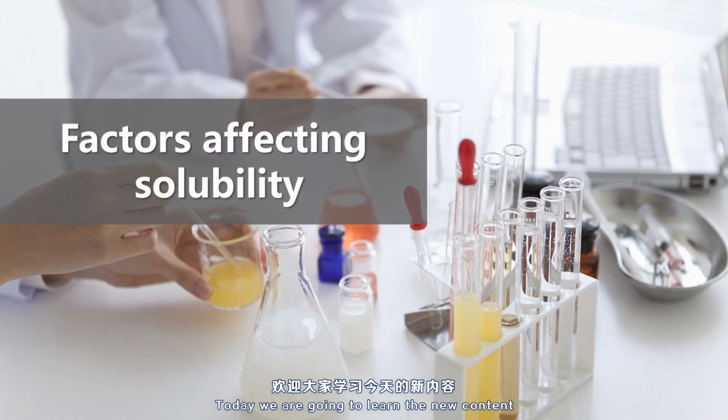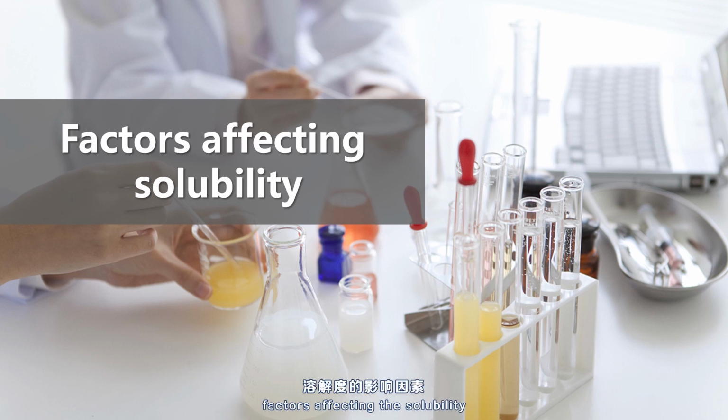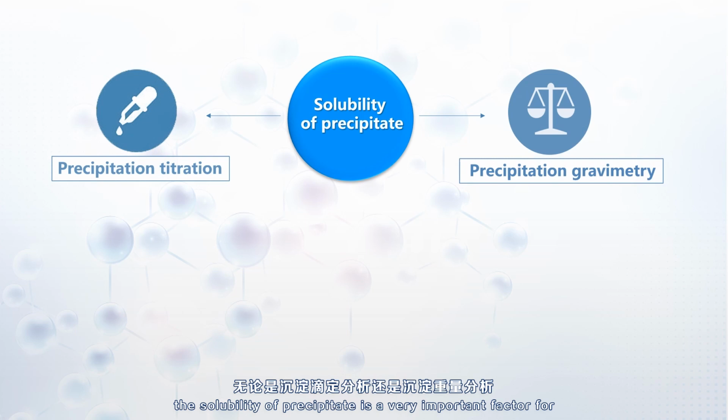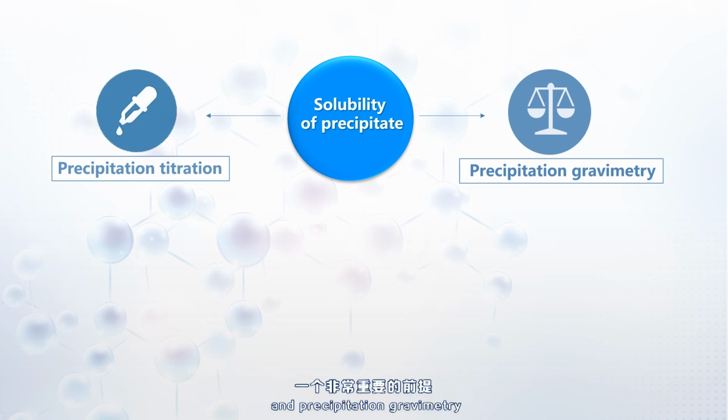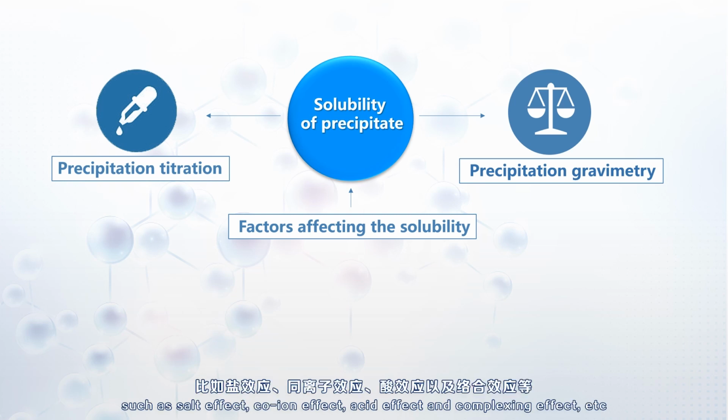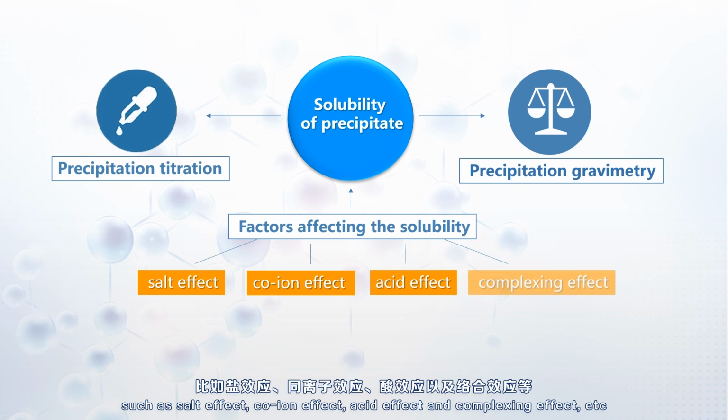Everybody. Today we are going to learn the new content, factors affecting the solubility. As we all know, the solubility of precipitate is a very important factor for the accuracy of both precipitation titration method and precipitation gravimetry. In fact, there are many factors influencing precipitate solubility, such as salt effect, cold ion effect, acid effect, and complexing effect, etc.